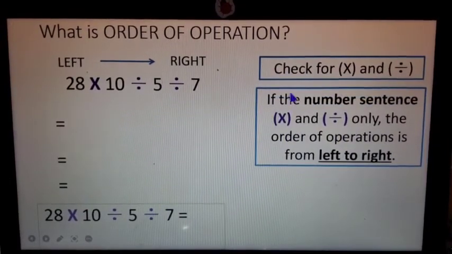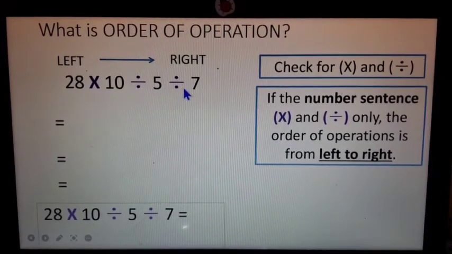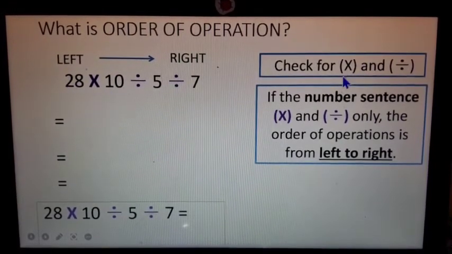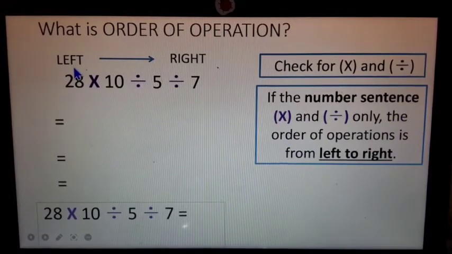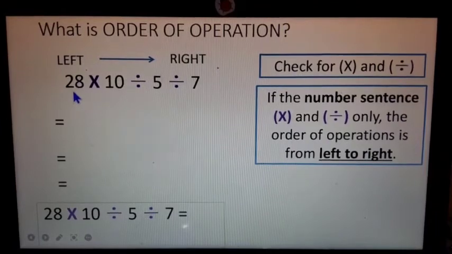Now, this is the harder one. Harder question. How about 28 times 10 divide by 5 divide by 7. So, there are many operations you can see here. So, you check first. If in this number sentence there are only multiply and divide, so, you can start from left to the right. Very good.